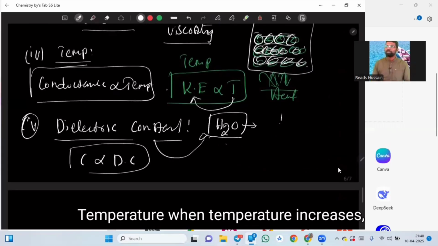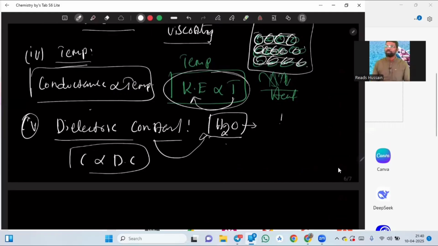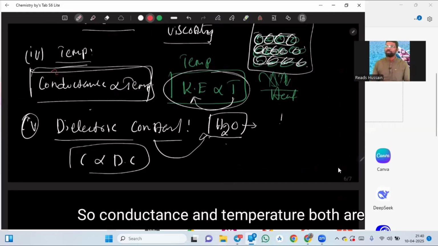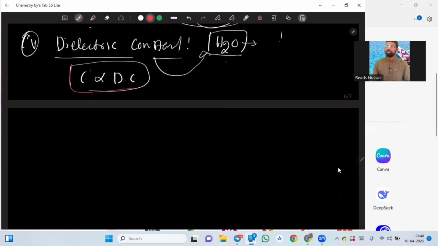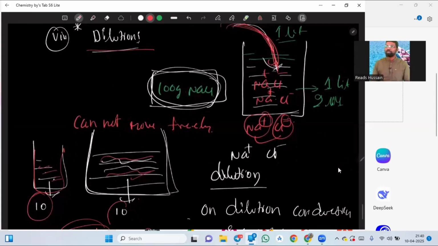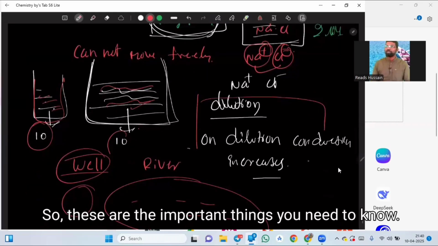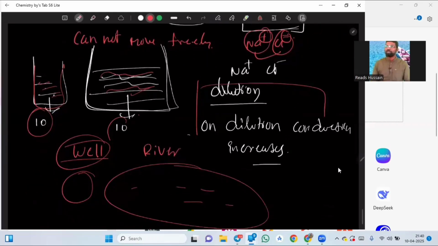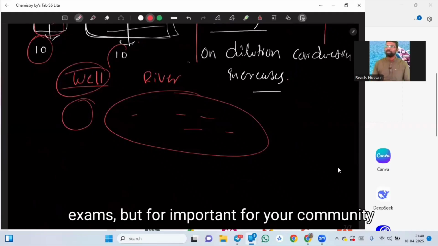Temperature. When temperature increases, kinetic energy increases. Obviously, the conductance increases. So, conductance and temperature both are directly proportional. Dielectric constant. When dielectric constant increases, conductance also increases. And finally, dilution. When dilution increases, then also conductance increases. So these are the important things you need to know. These are all theoretical topics. These may not be important for your board exams, but they are important for your competitive exams.